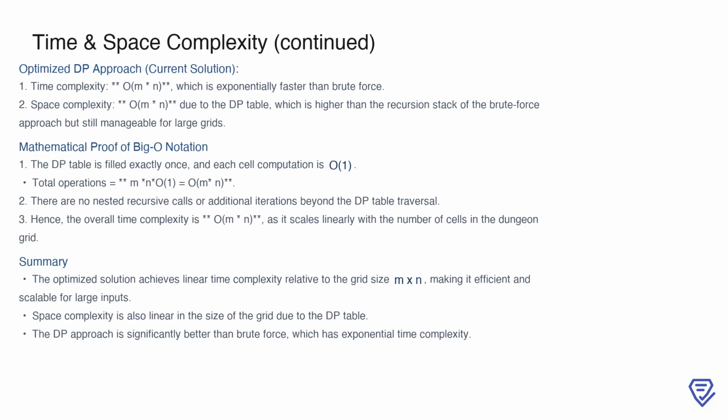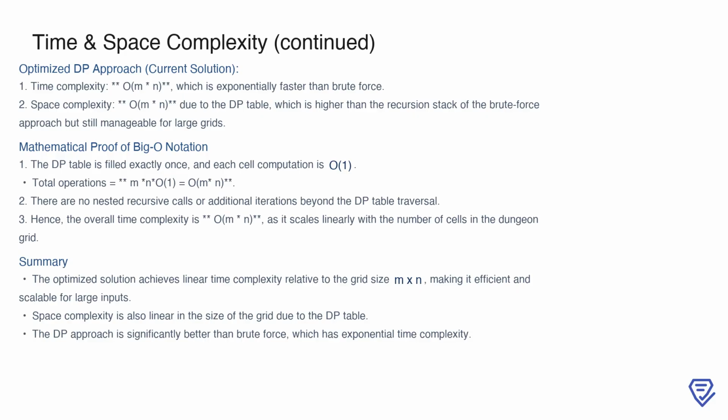The optimized dynamic programming approach significantly outperforms a brute force solution. Its time complexity is O(m*n), an exponential improvement compared to the O(2^(m+n)) of the naive method. The space complexity is also O(m*n) due to the DP table, which is higher than the O(m+n) recursion stack of brute force but still manageable for large grids. To justify this mathematically, each cell in the DP table is filled exactly once, and computing the value for each cell takes O(1) time.